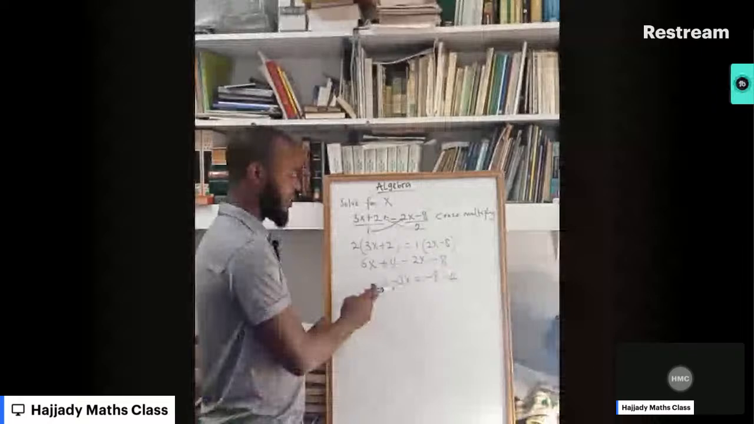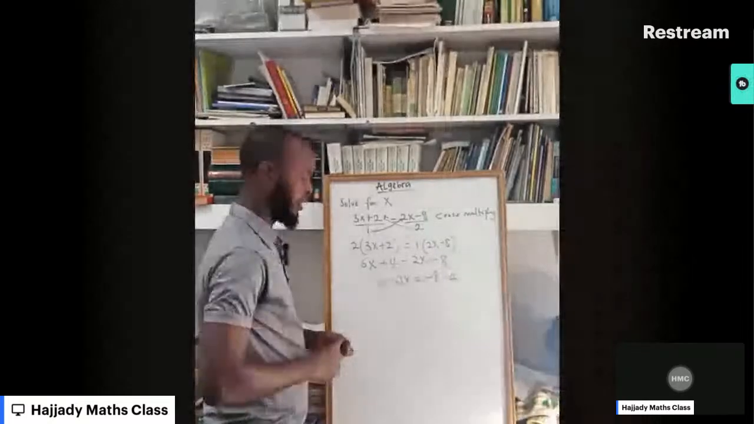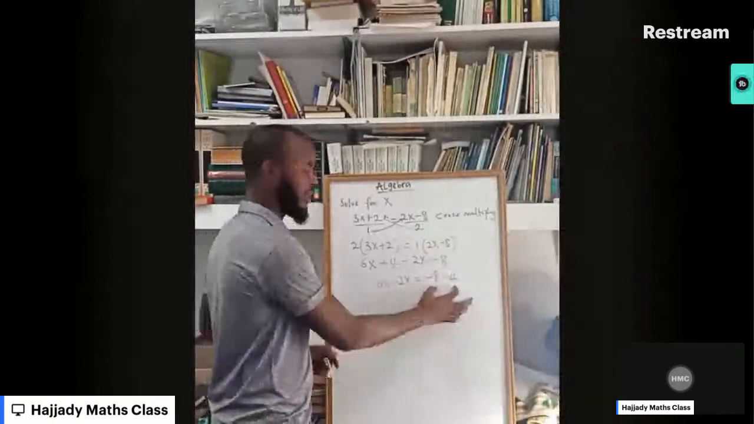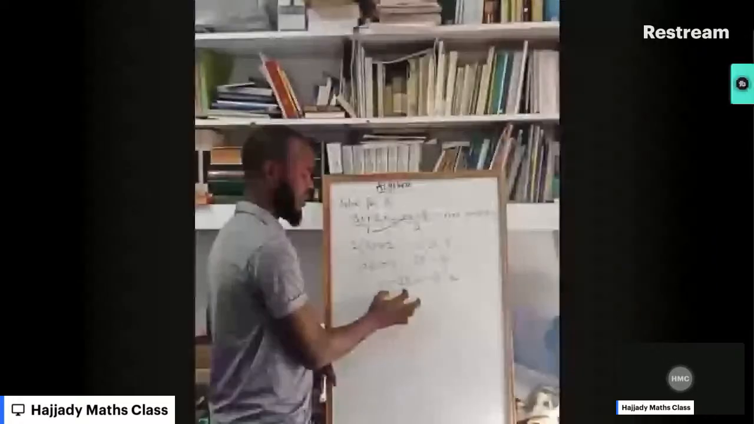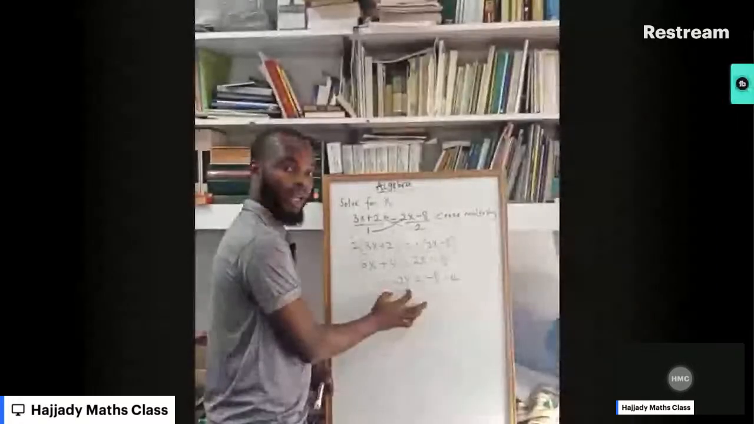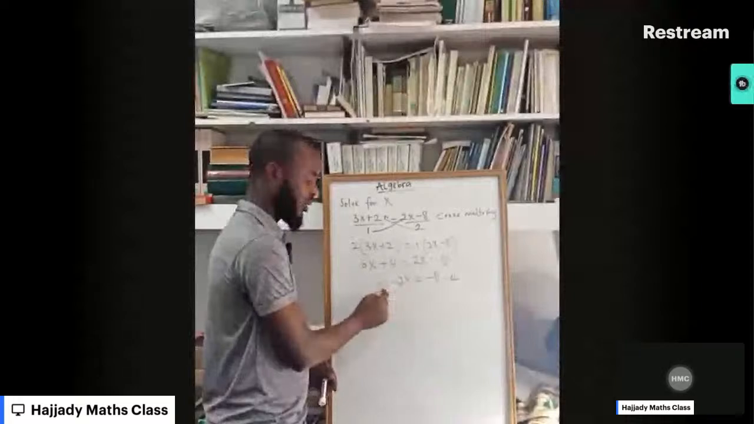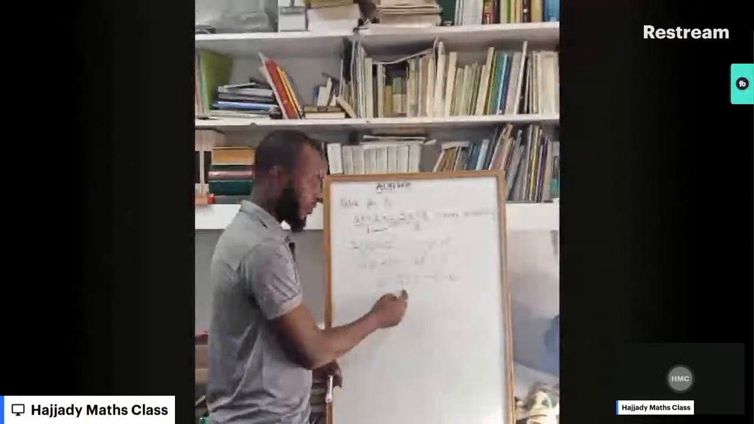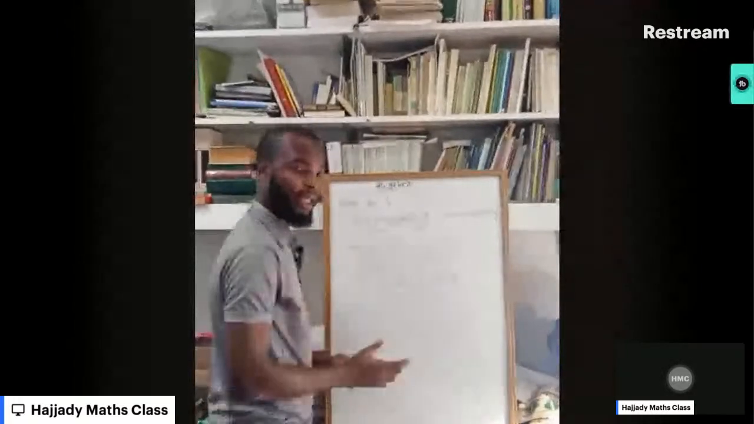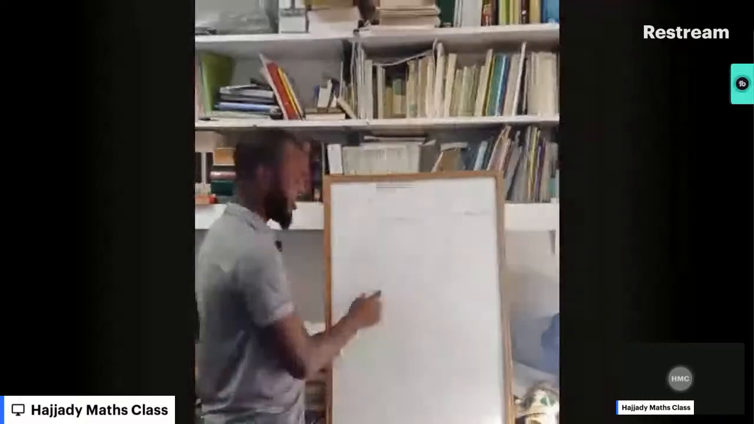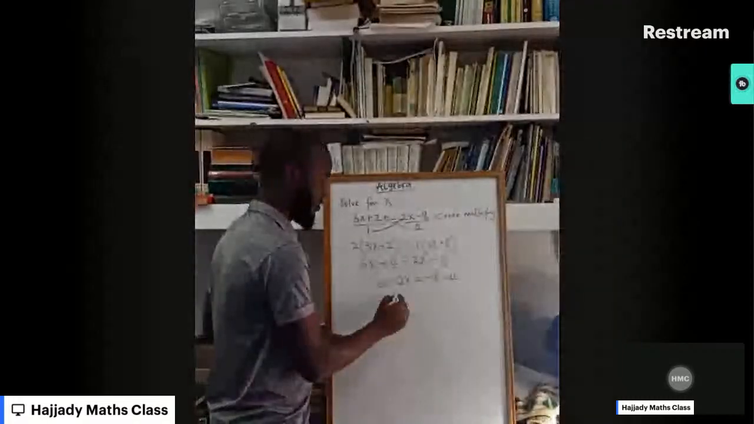So 6x minus 2x. These are the same thing. These are like terms. This has a coefficient and a variable of x, with the coefficients 6 and 2 respectively here. And here we are not having any variable. So they are like terms. So here we have 6x minus 2x, I have 4x.